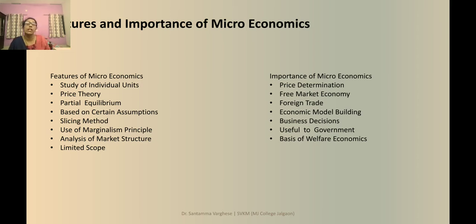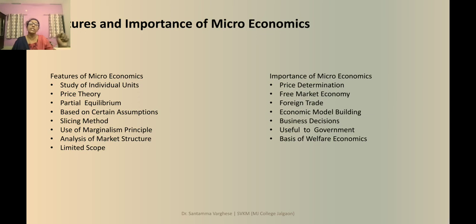Third, partial equilibrium. What is equilibrium? The balance between two factors. Which are the two factors? The microeconomic analysis deals with partial equilibrium, which analyzes the equilibrium position of the individual economic unit, that is, particular households, particular consumers, particular industries. So a part is taken.